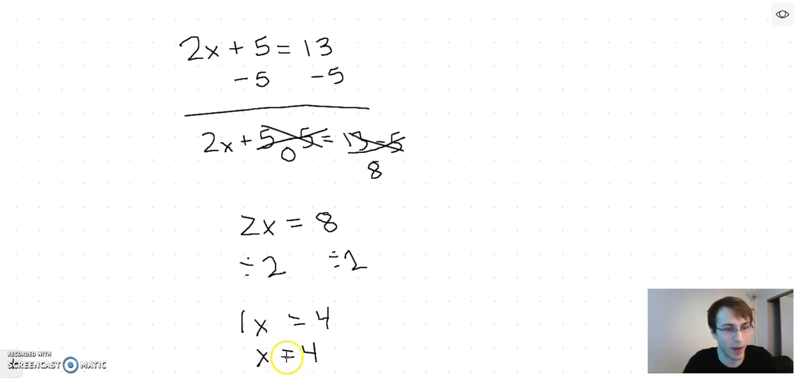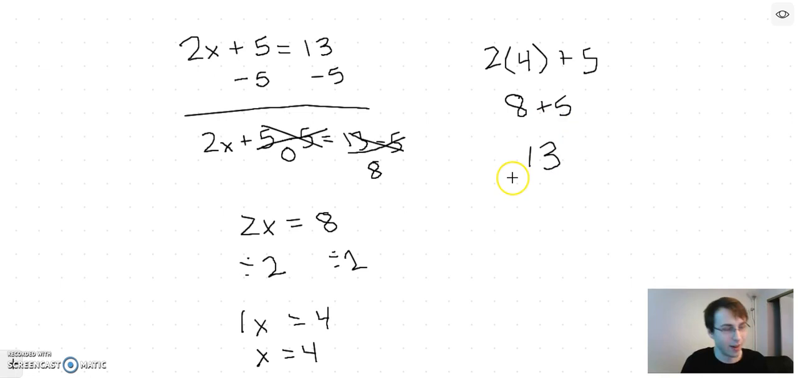And we can plug it back in to check. We can do 2 times 4 plus 5. If we've got the right answer here, then it should come out to 13. So that's what it needs to be in order for the equation to be true. So 2 times 4, that's 8, and then plus 5. Well, we did it right because that's 13. Great. Let's do one more.